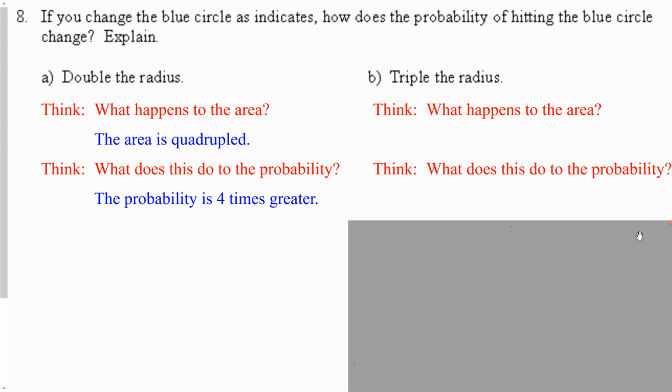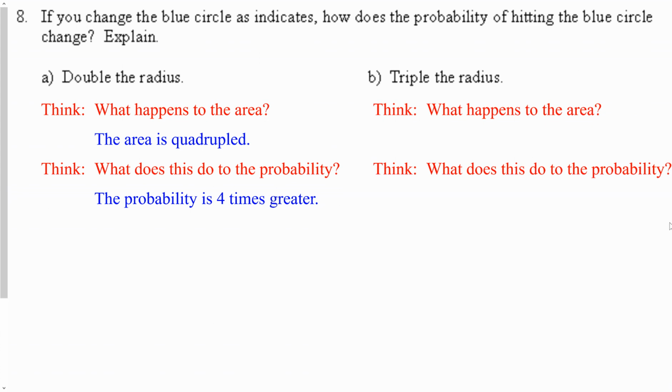So now, what would happen to the probability if you triple the radius? Again, think about this. What happens to the area if you triple the radius? The area is 9 times larger. So what does that do to the probability? It does the exact same thing. It takes that probability and makes it 9 times larger. It multiplies it by 9. Again, a very important concept. If you change a length by a certain factor, how does that affect the area? Very important that you understand that.